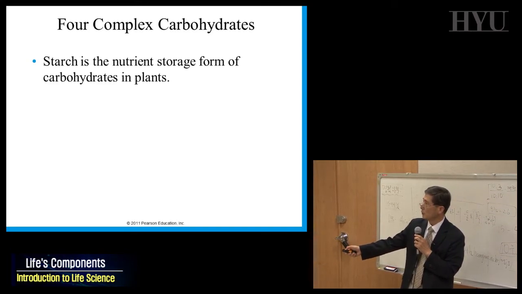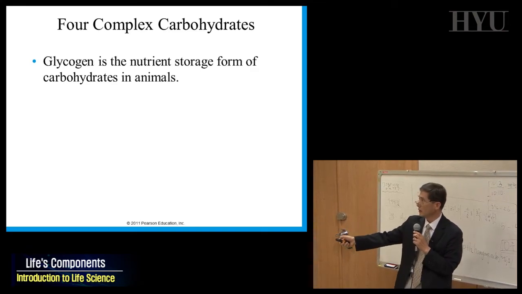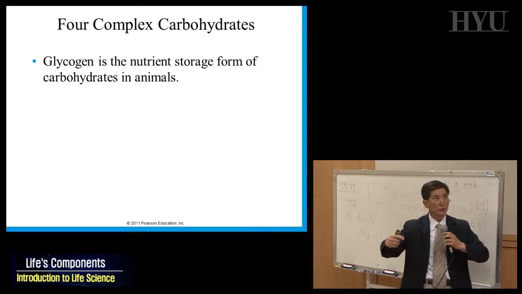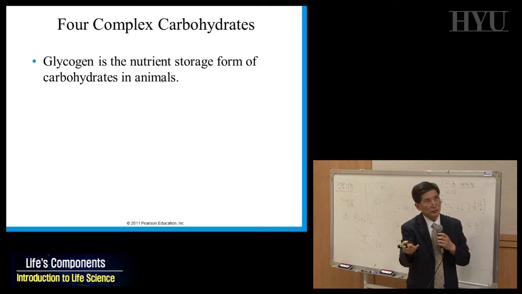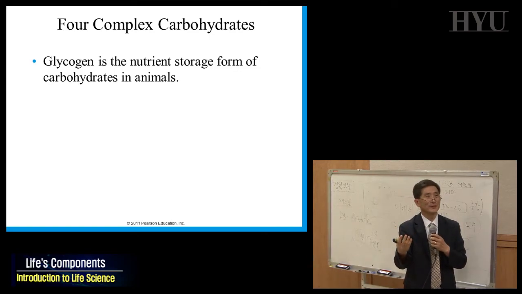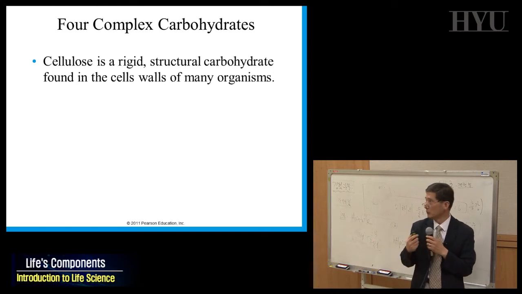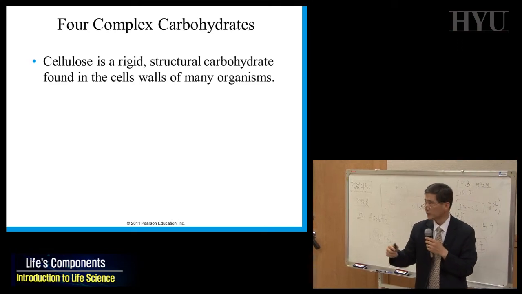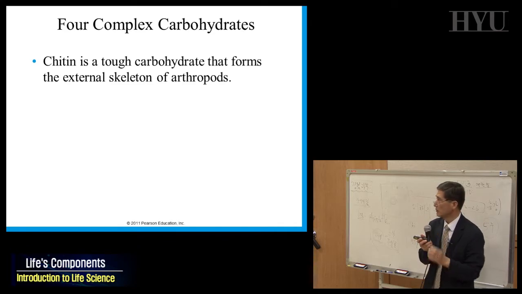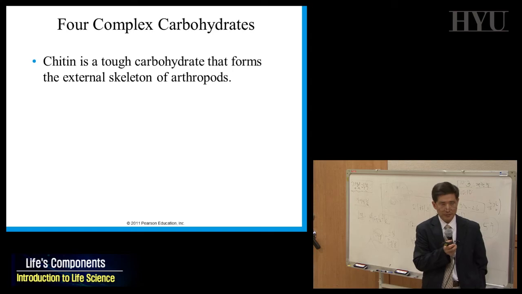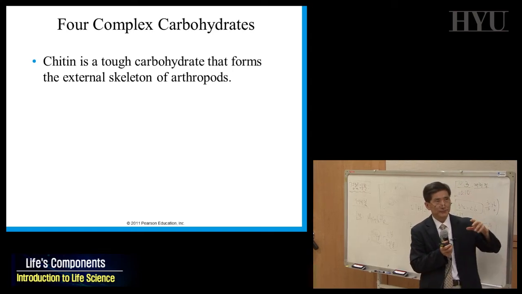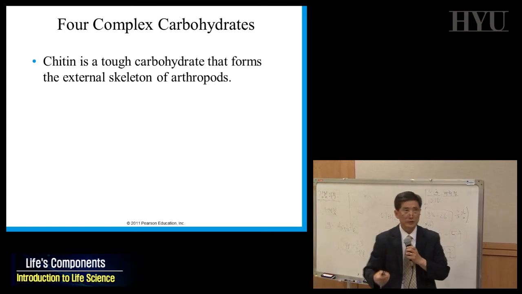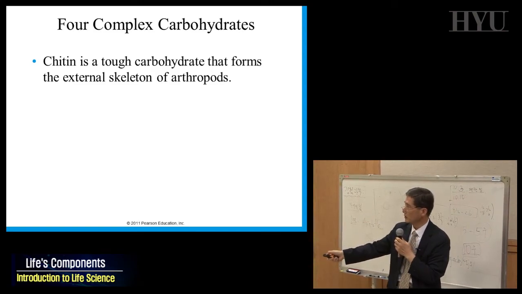Starch is the nutrient storage form of carbohydrate in plants. We'll go through this. Glycogen is the nutrient storage form of carbohydrate in animals. Usually they store it in your liver or in your muscle. So even if you skip your lunch like today, your liver will provide sugar, okay, or muscle, okay. Cellulose is a rigid structural carbohydrate found in the cell walls of many plants, okay. That's why you have to eat salad, okay. Chitin is a tough carbohydrate that forms the external skeleton of arthropods, a little difficult word. It's crab or lobster. Okay. External skeleton. Skeleton means bones. Okay, bones. Outside skeleton of arthropods.